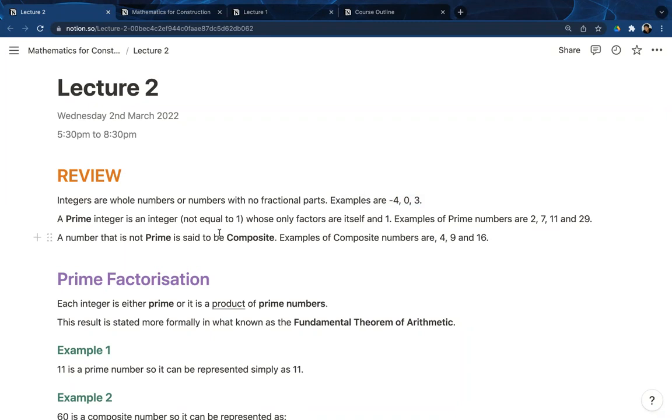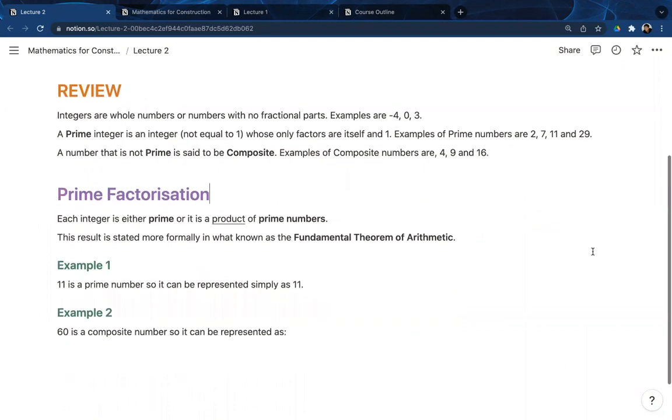A prime integer is an integer which is not equal to 1. The only factors are itself and 1. Examples of prime numbers are 2, 7, 11, 29. Composite numbers are numbers that are not prime. So a number is either prime or composite. Okay, that's a review.